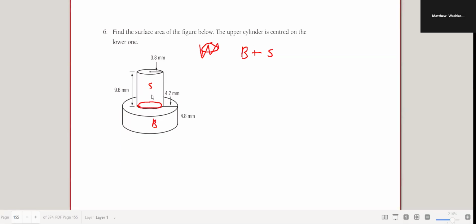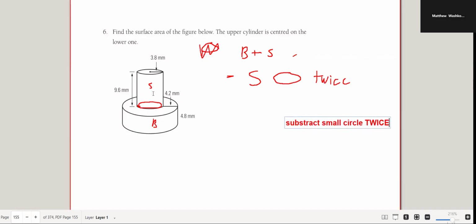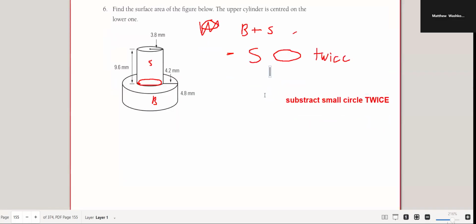So again, you're taking your bottom and your small one, and you are going to minus the small circle twice. Subtract the small circle twice, right? Because once comes from the surface area of the cylinder. Once comes from the surface area of the top half. So you just got to make sure you keep note of that.